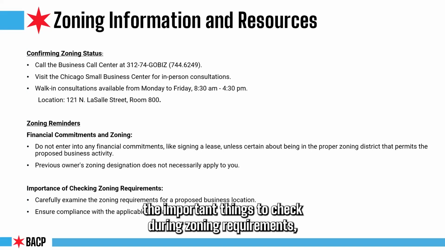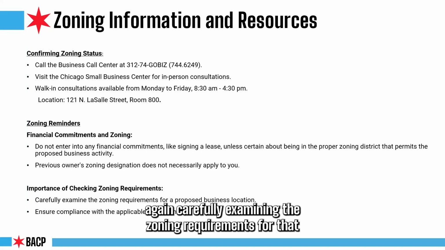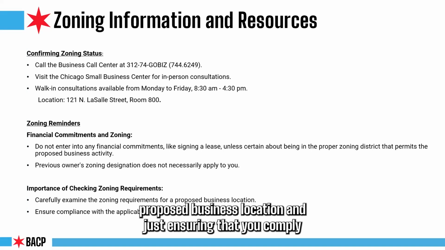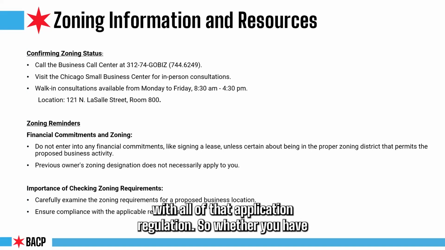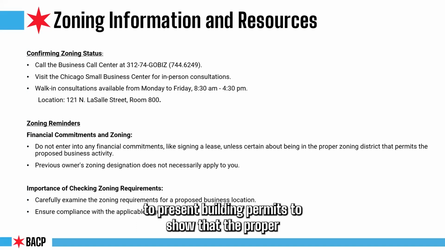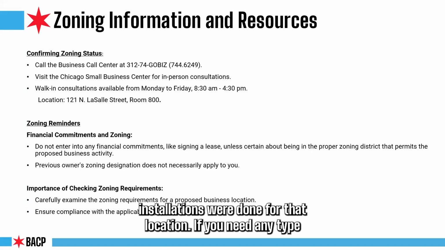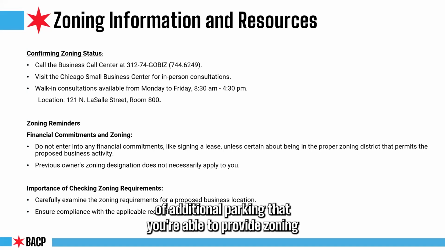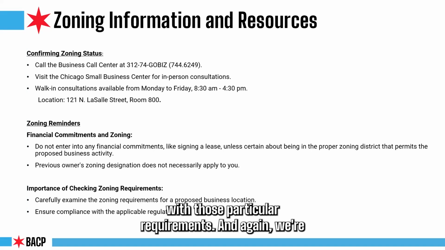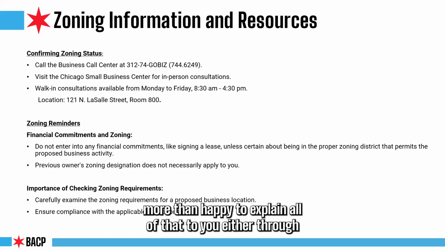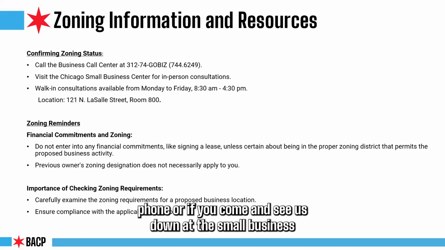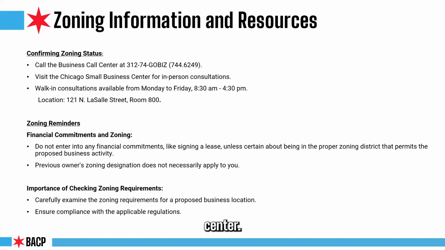So some of the important things to check during zoning requirements is, again, carefully examining the zoning requirements for that proposed business location and just ensuring that you comply with all of the application regulations. So whether you have to present building permits to show that the proper installations were done for that location, if you need any type of additional parking, that you're able to provide zoning with those particular requirements. And again, we're more than happy to explain all of that to you, either through phone or if you come and see us down at the Small Business Center.